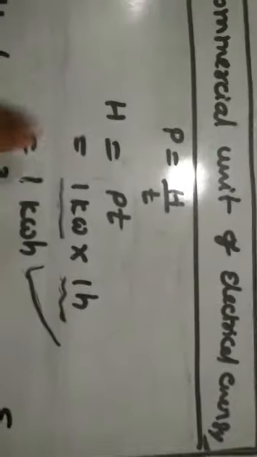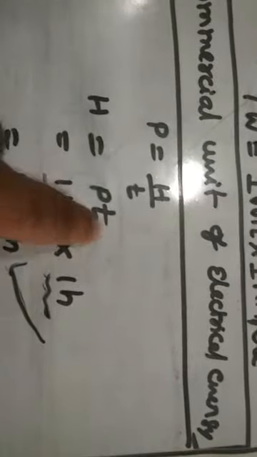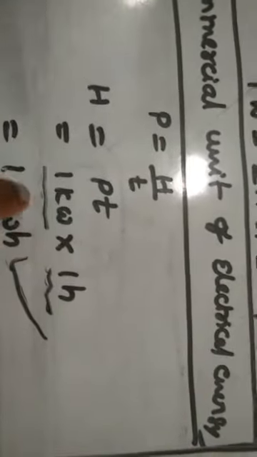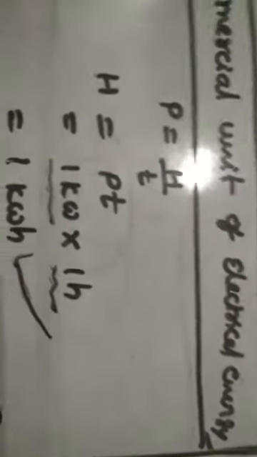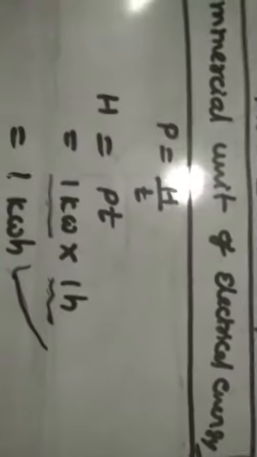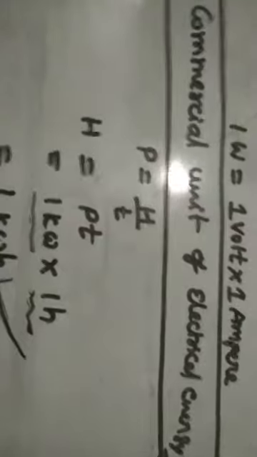Number of units, how to find. I told you number of units can be determined by using this formula: power multiplied with time. So power must be in kilowatt, time must be in hours. So that is the important point. Okay. Next. Now coming to the next concept, rating of electrical appliance.